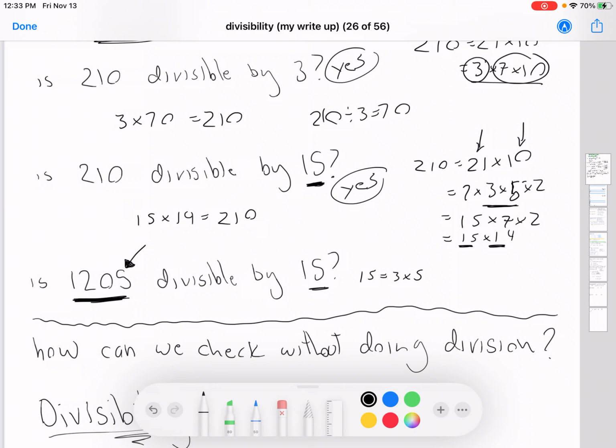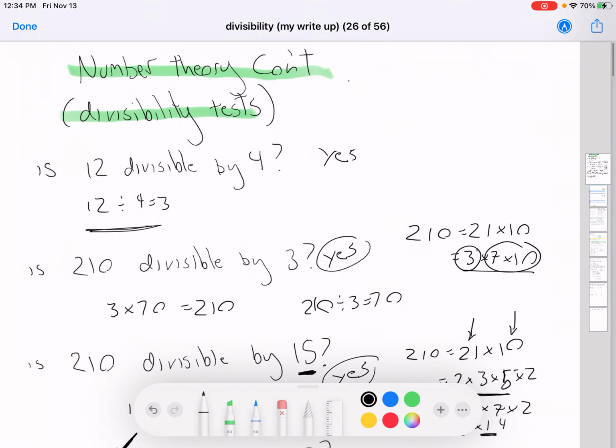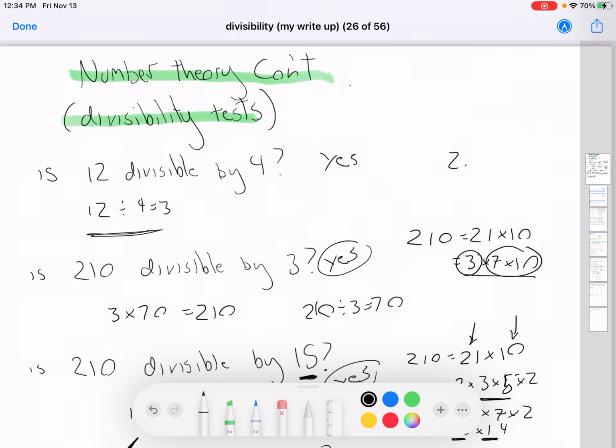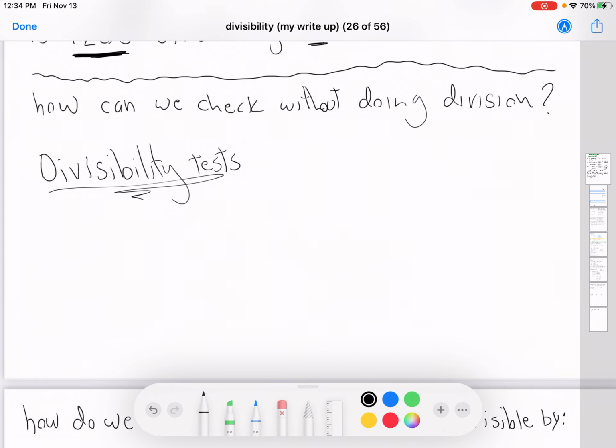So, in this video, we are going to come up with other methods of figuring this out. So, how can we check divisibility without doing long division, right? This first step up here, we could have done long division to figure out the answer. I didn't do it because I want to see if I can come up with quicker ways of doing it. And these are the divisibility tests.